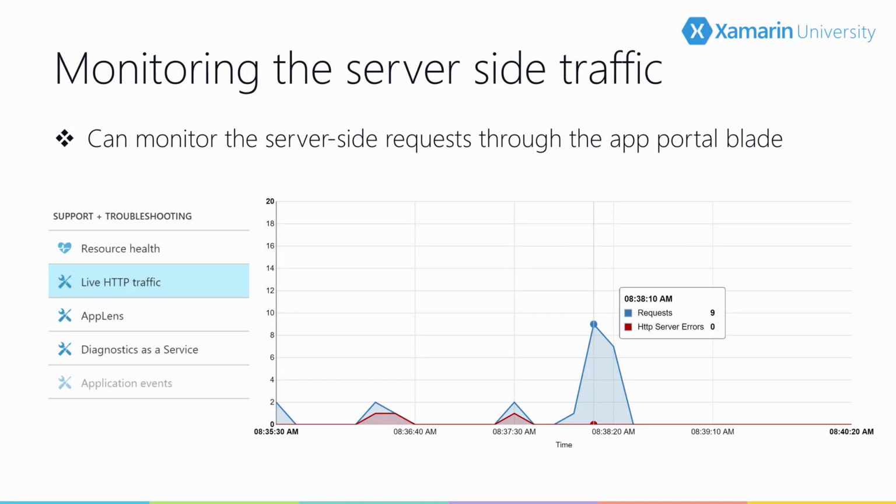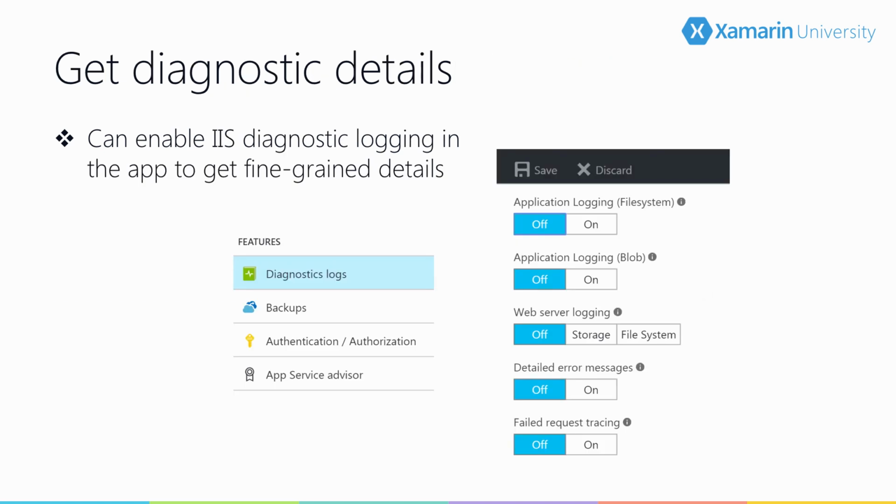There are a few places to watch. First is the Live HTTP Traffic item. This is currently located under Support and then Troubleshooting, as you can see here. This will show HTTP traffic to the IIS instance and reported server errors over time. If you find that your service is returning errors, you can dig a little deeper by turning on diagnostic logging.